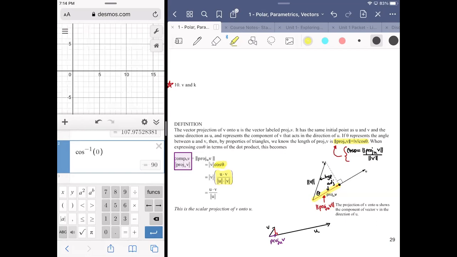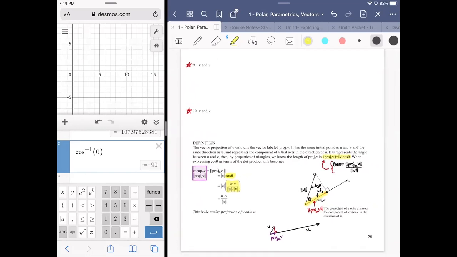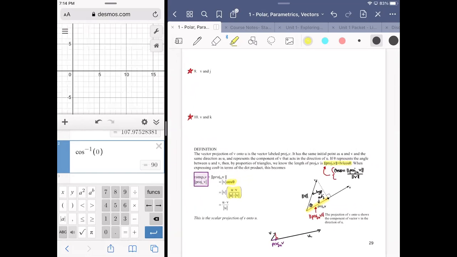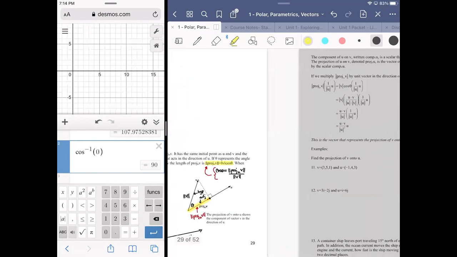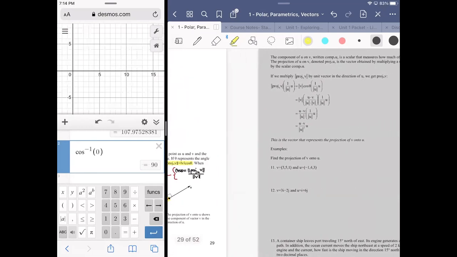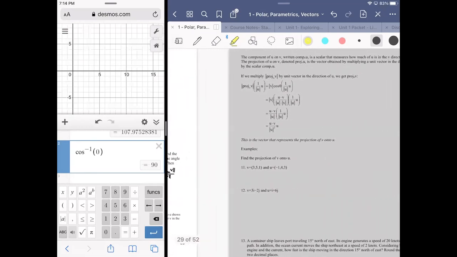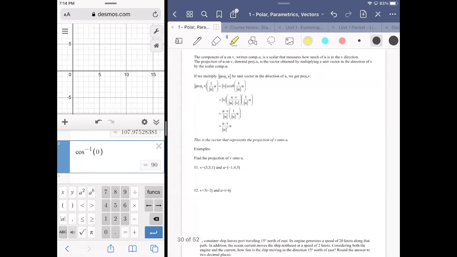So we're still in foundational territory, but there are definitely applications of this stuff beyond your ordinary textbook material. So on the next page, the component of U on V, written as component of U on V, is a scalar value, right? So that's all the stuff I was saying.